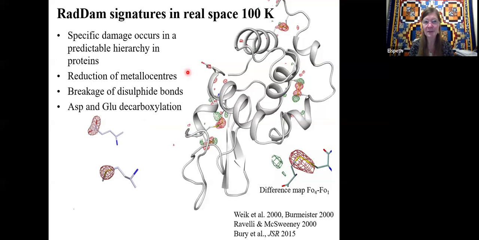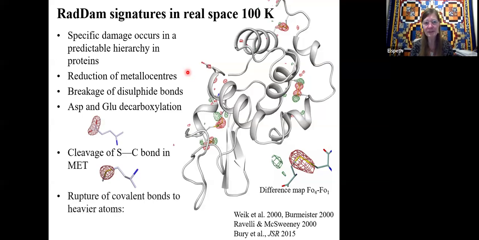The disulfide bonds, then the Asp and Glu decarboxylation, and then finally, well, not finally, but next, we see the cleavage of the sulfur-carbon bond in the methionine. Now, what's very different, also, sorry, if you've got any covalent bonds to heavier atoms like bromine, iodine, and mercury, you see them breaking as well.